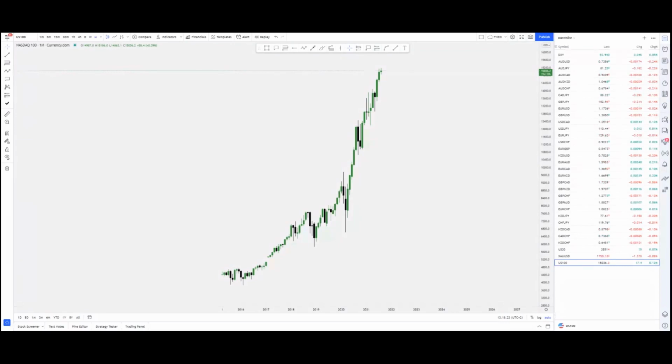Now we can talk about NAS right now. Talking about fair value gaps and liquidity voids yesterday. This is a liquidity void right here.